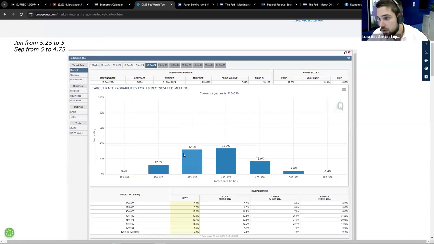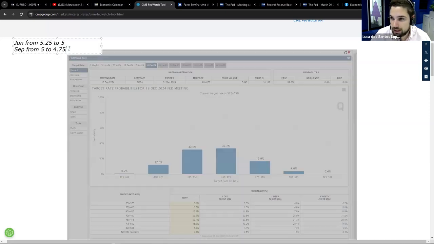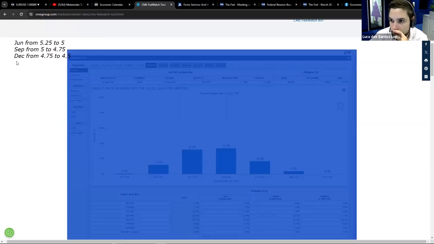All right, well, a bit undecided here. 0.7% higher on no cuts. So just my take again, I will be looking to a cut in December from 4.75 to 4.5. Okay.